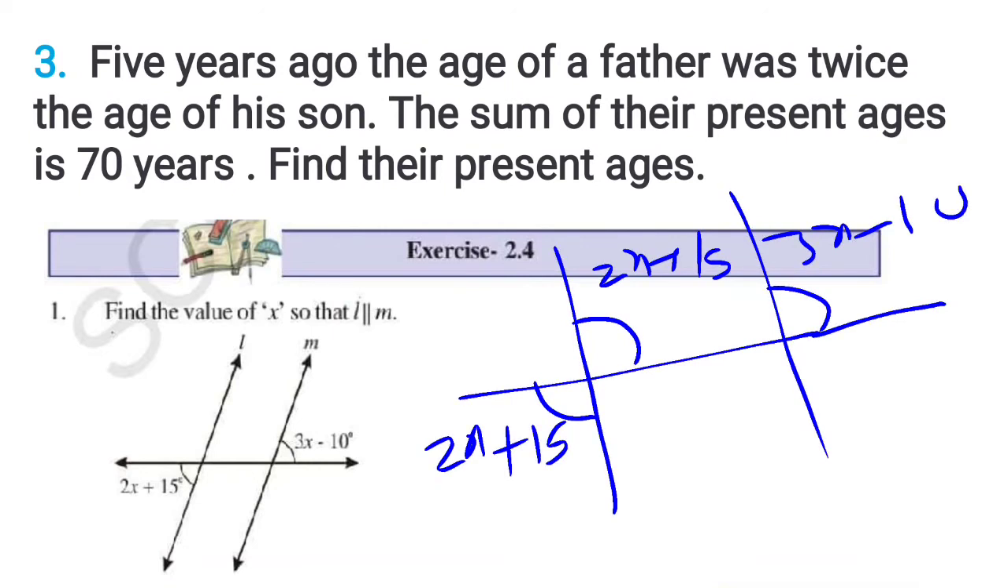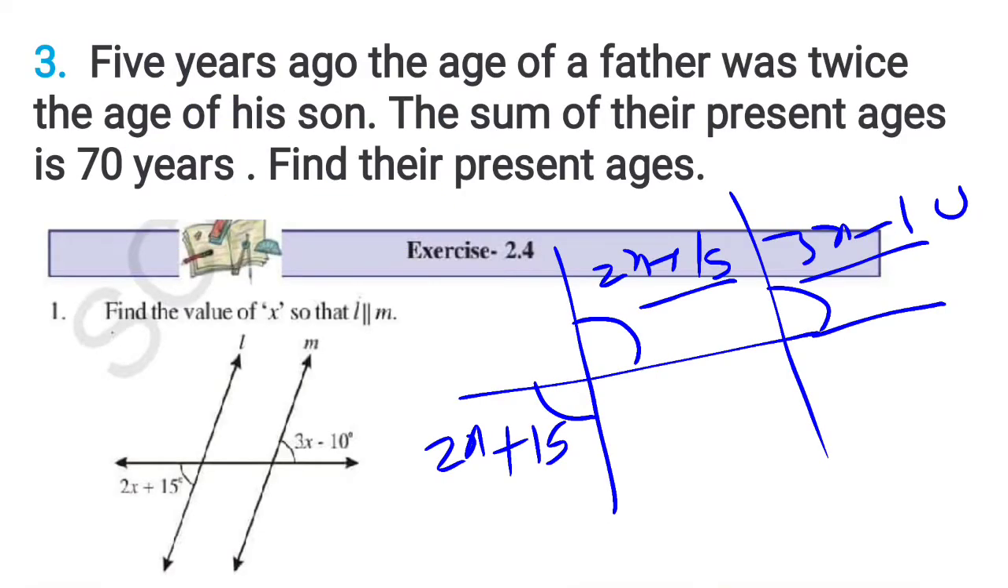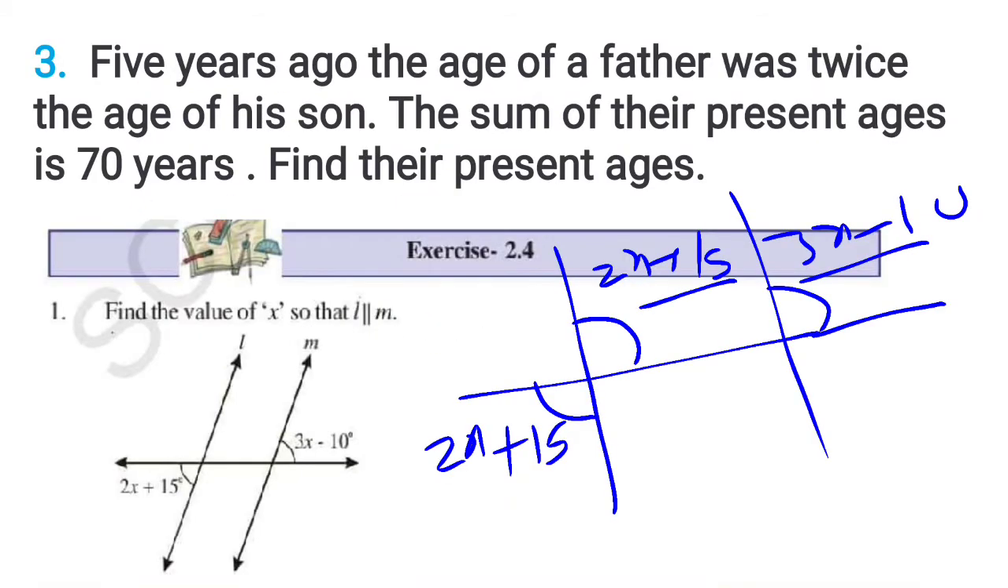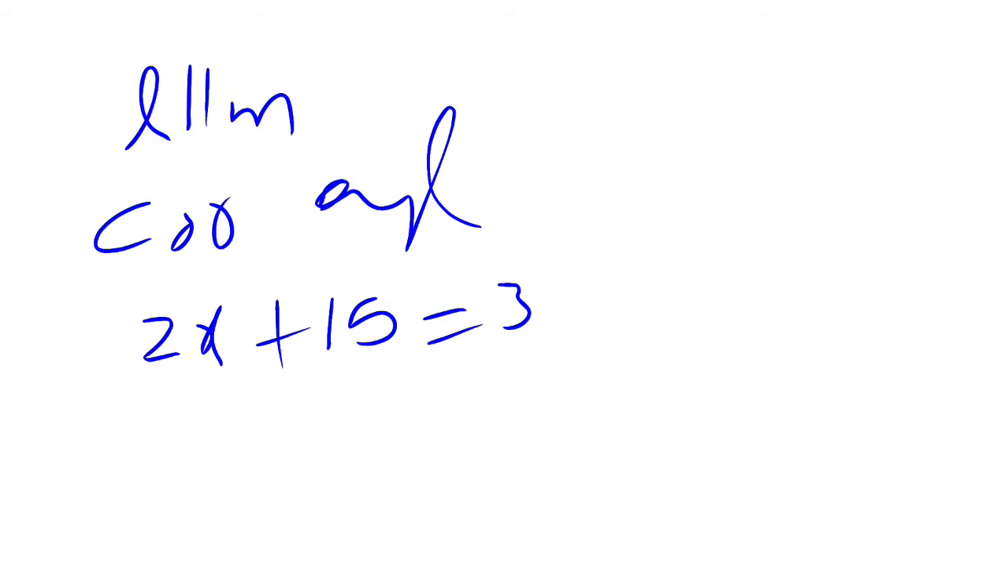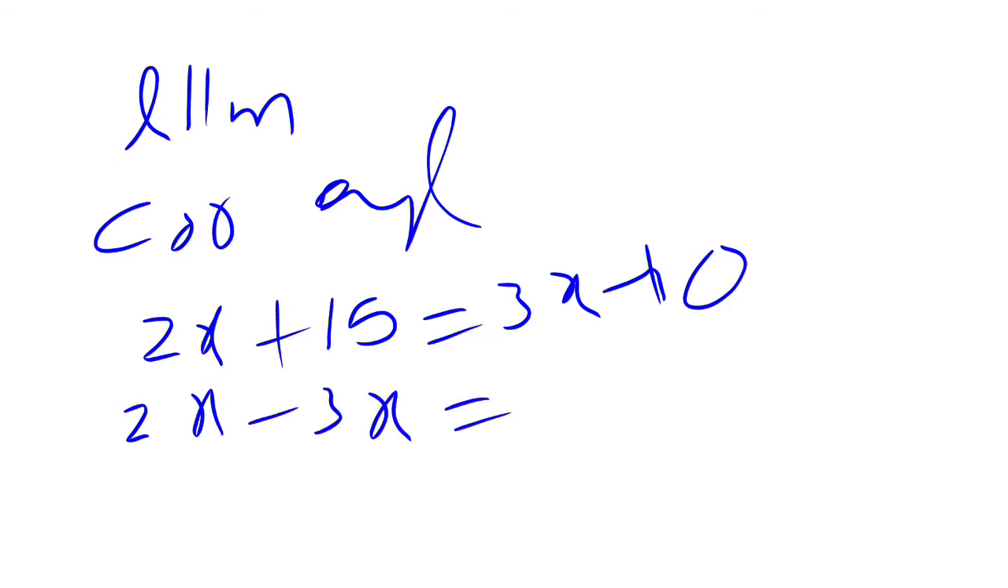Now observe the position of these two angles. Yes, they are corresponding angles. So when L is parallel to M, then corresponding angles are equal. So what are the corresponding angles? 2x plus 15 equals 3x minus 10. So write variables on one side and constants on the other side.